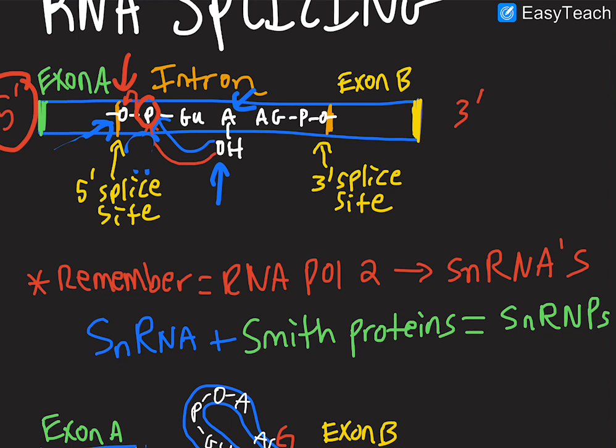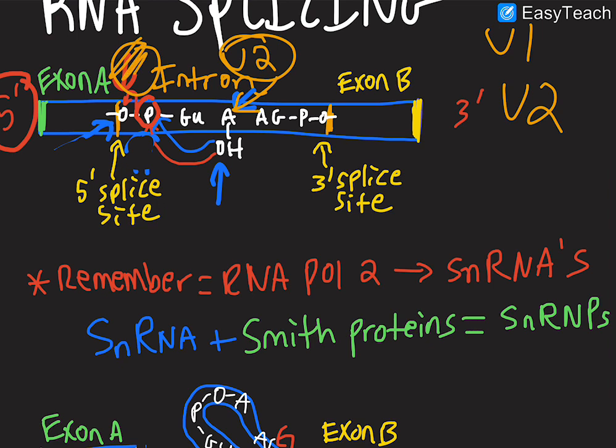These SNRPs are really important in this splicing process. There's two main SNRPs that we should be familiar with. One is called a U1 SNRP, and another one is called a U2 SNRP. The U2 SNRP can bind around right here where the adenine is, so it's going to bind right here near the branch site. The U1 SNRP can bind around right here.